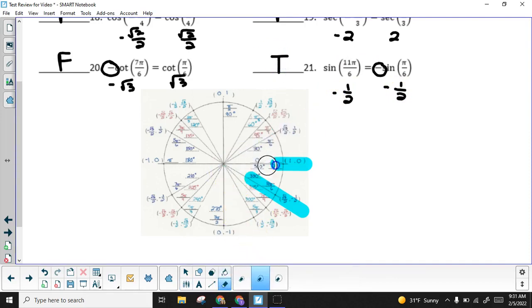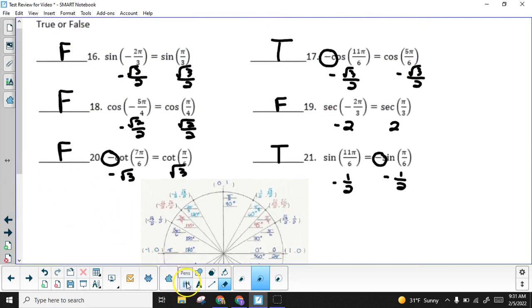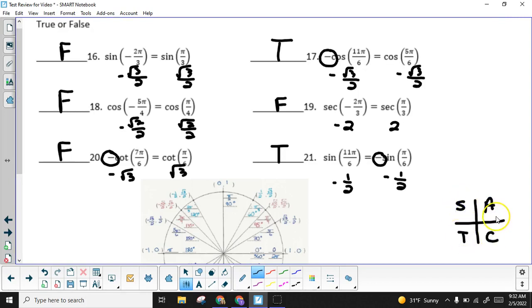And once again, we could have pretty much gotten this without really knowing the values, without actually knowing very much about our terminal points, with pretty much just knowing where things are located and what's positive where. So if we think about all students take calculus, remember this tells us about which trig functions are positive in which quadrants. In the first quadrant, all of them are positive. In the second quadrant, sine and its reciprocal are positive. In the third quadrant, tangent and its reciprocal are positive. And in the fourth quadrant, cosine and its reciprocal are positive.